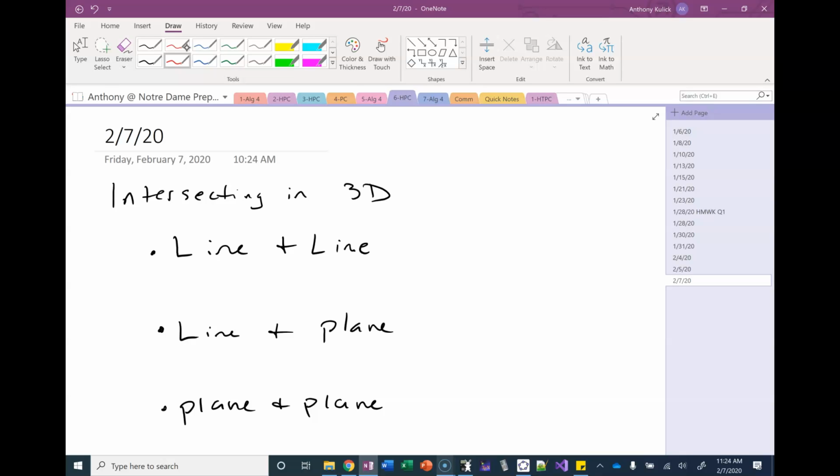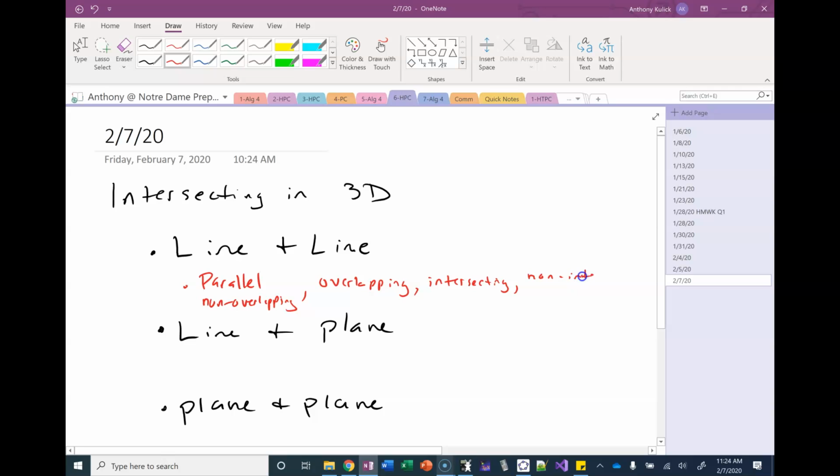So in 3 dimensions, there's 4 possibilities if you have 2 lines. Okay, so the first one is parallel, non-overlapping. The second is overlapping. The third is intersecting. And the fourth is non-intersecting, non-parallel.